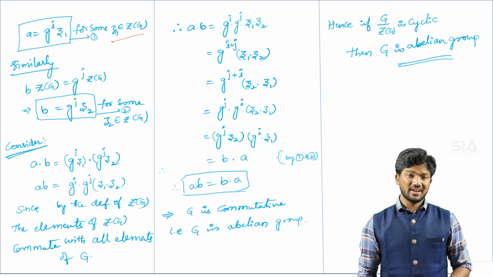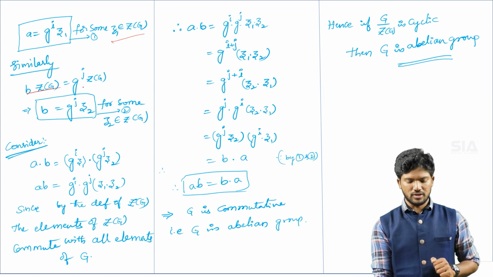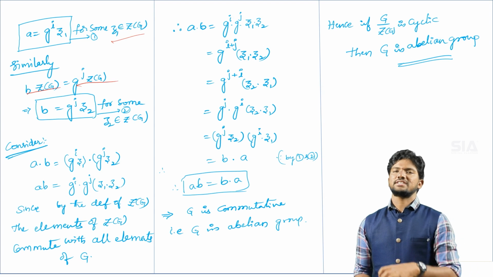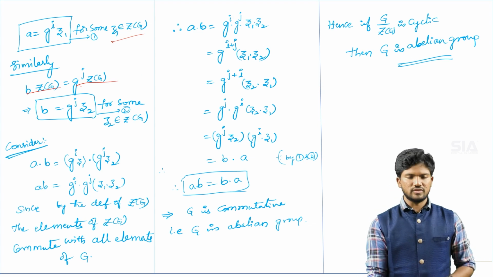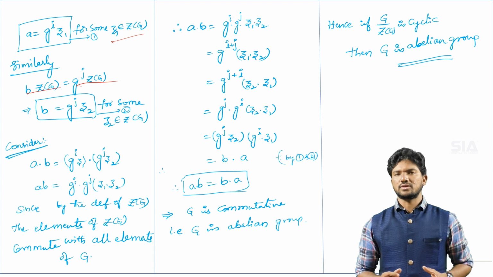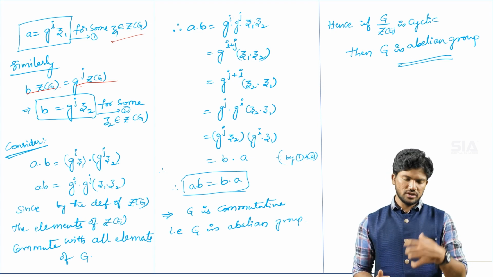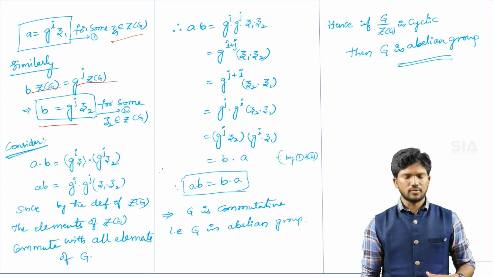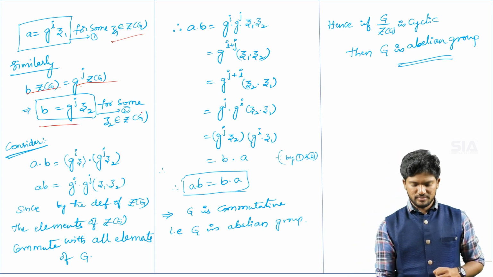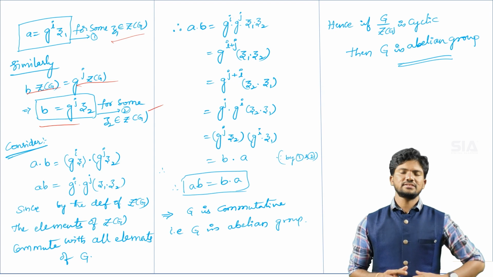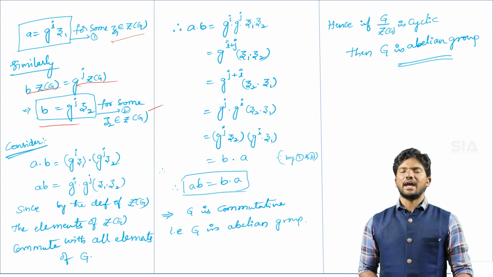Similarly, from the second equation you can write B into Z of G is equal to G power small j into Z of G. From this condition there is no need to cancel Z of G. Why? Because Z of G is the center of the group G, so you cannot apply the cancellation law. You have to write directly B is equal to G power small j into z suffix 2 for some z suffix 2 belonging to the center of the group G. So these are the equations for A and B.